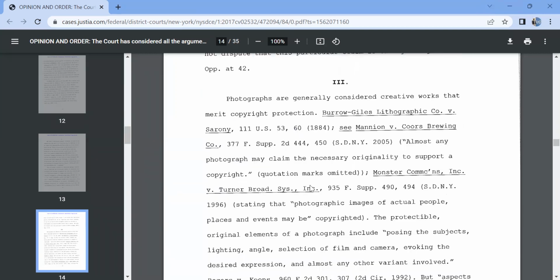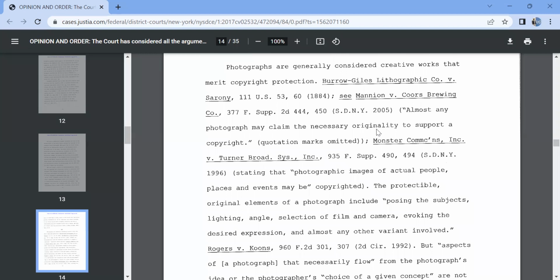Photographs are generally considered creative works that merit copyright protection. Almost any photograph may claim the necessary originality to support copyright.